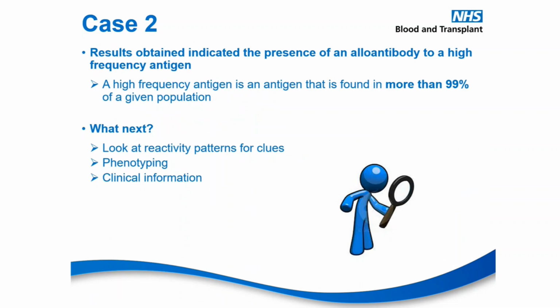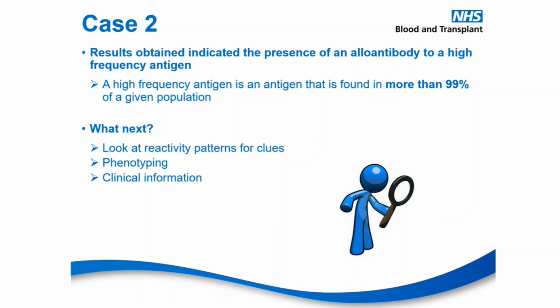So a high frequency antigen is classed as an antigen that is found in more than 99% of any given population. So what do we do next? We look at the reactivity panels for any clues. So we've got this uniformity about the pan reactivity. We can perform phenotype, and we can also gain some clinical information to help us.